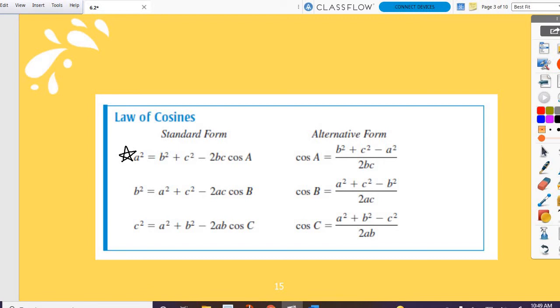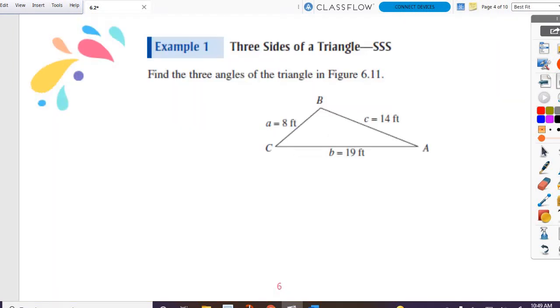Okay? Ready to look at an example? Alright. Here it says find the three angles of the triangle in figure 6.11, which is that figure. Okay.